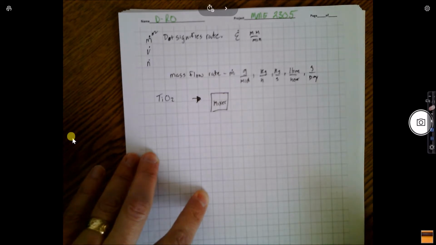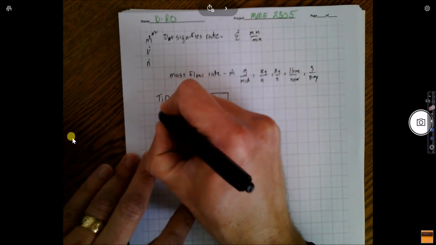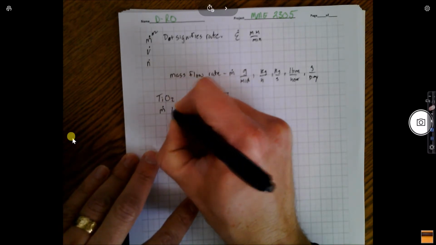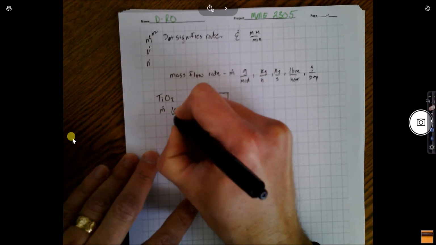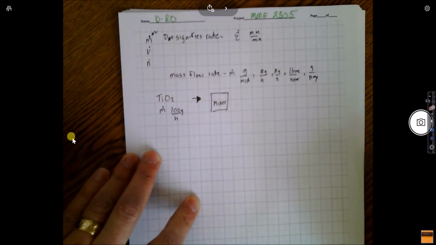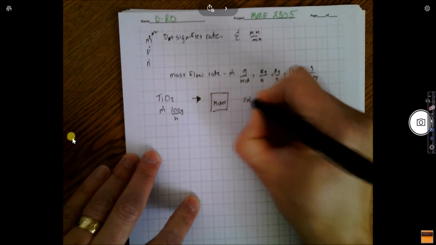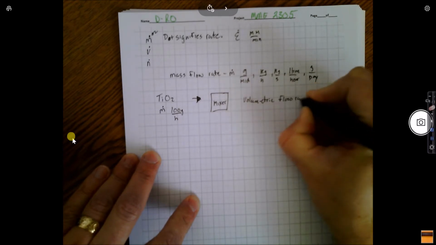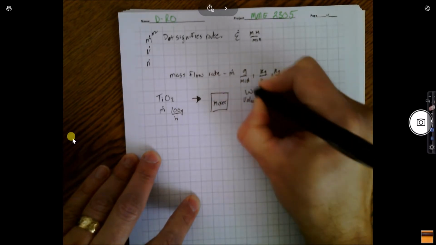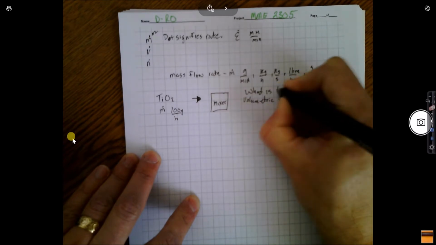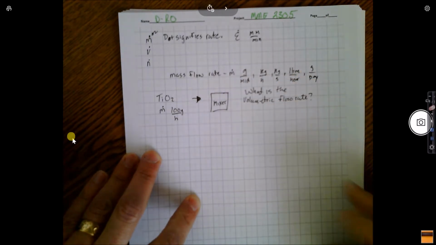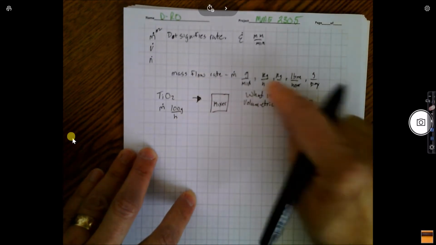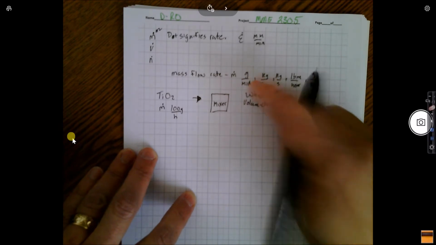Okay, so we have titanium dioxide, and we have a mass flow rate, M. Let's just say we have a mass flow rate of 100 grams per hour, and we're asked to find the volumetric flow rate. We see that mass flow rate is given in terms of mass per time.